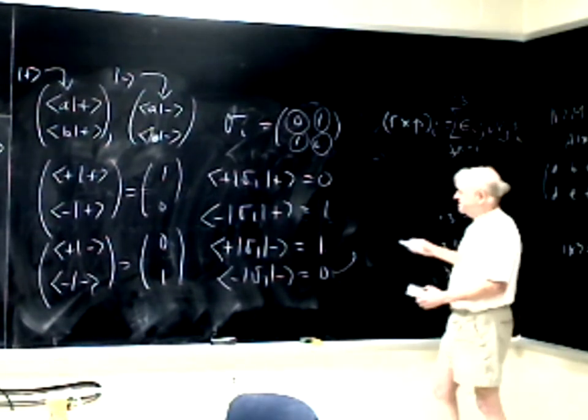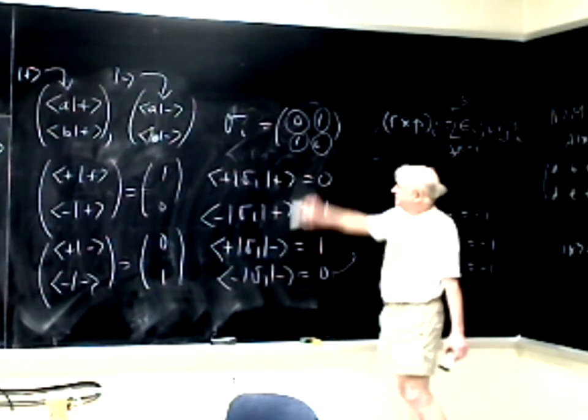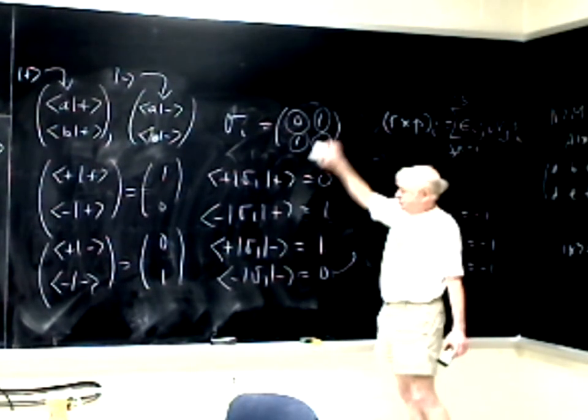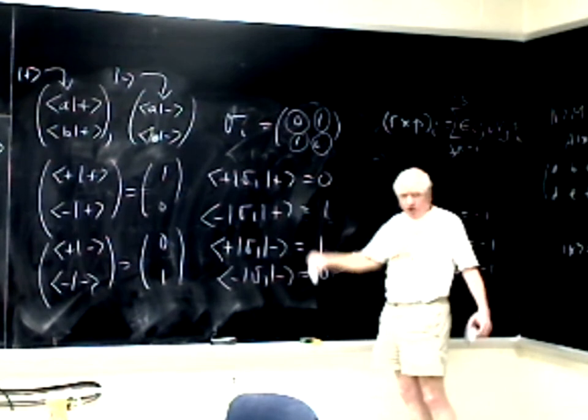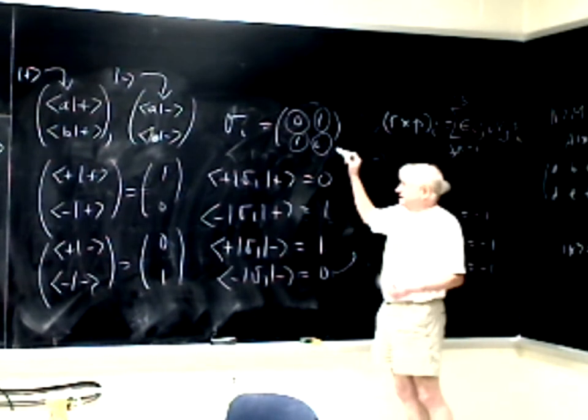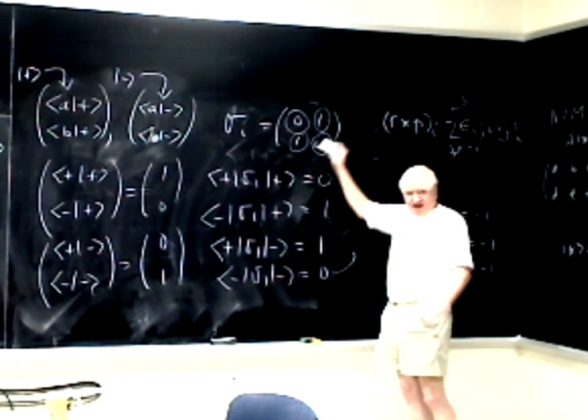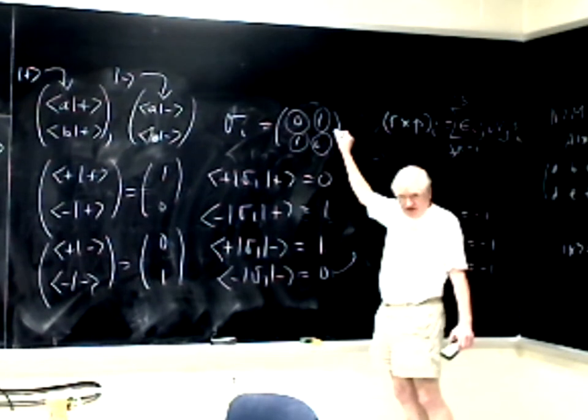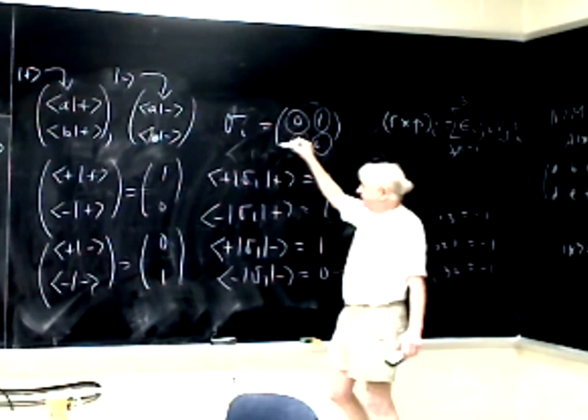So that's the sense in which this matrix represents sigma 1. It's in the plus minus basis. This is the matrix representing sigma 1.